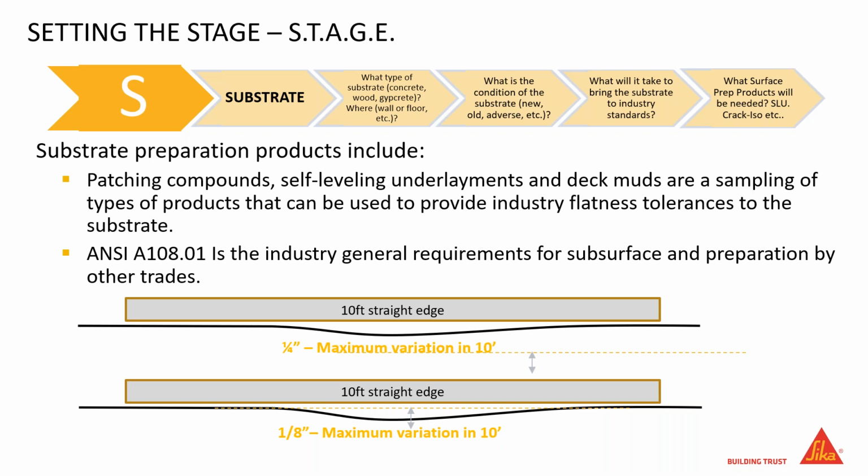A108.01. Right below this, you'll see my little diagram pictures: 1/4 inch in 10 feet for standard size tiles, anything under 15 inches on one single edge, and then 1/8 inch maximum variation for most of the tile that's being installed today, especially on floors. That gets stringent. So when we're talking about bringing it to industry standards, these are the things we're talking about. Rarely do we get that floor that meets those industry standards, so we need to have the right products to be able to get that floor where it needs to be.